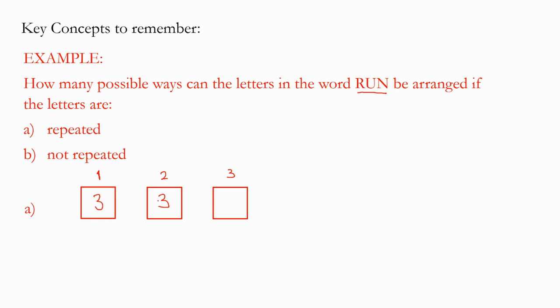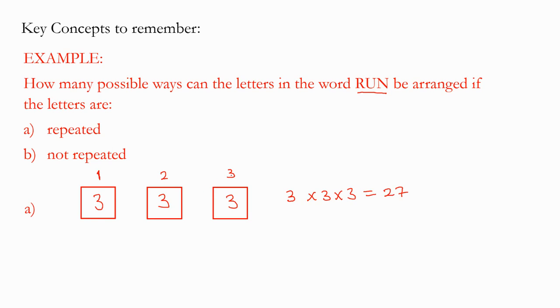And then what about the third position? The letters can be repeated. We have 3 choices again. It can be R, can be U, can be N. So we have 3 choices. You see that? So how many possible ways now can these letters be arranged? It's going to be 3 times 3 times 3, which is what? Which is equal to 27. You see that? Okay, that's the first one.